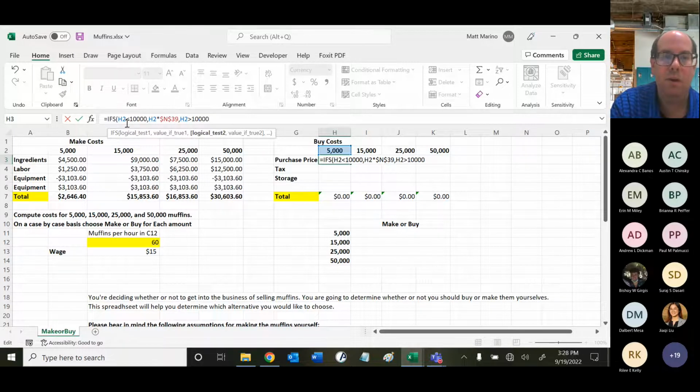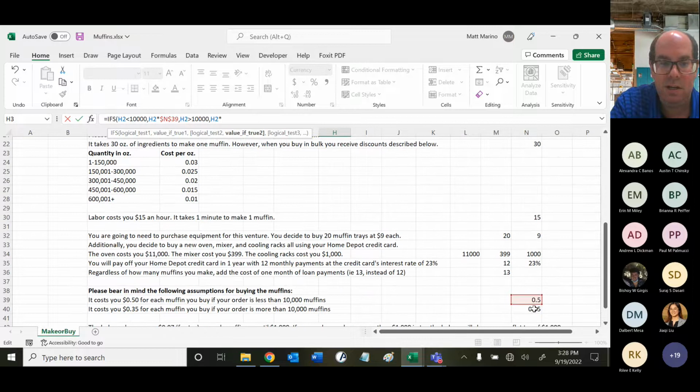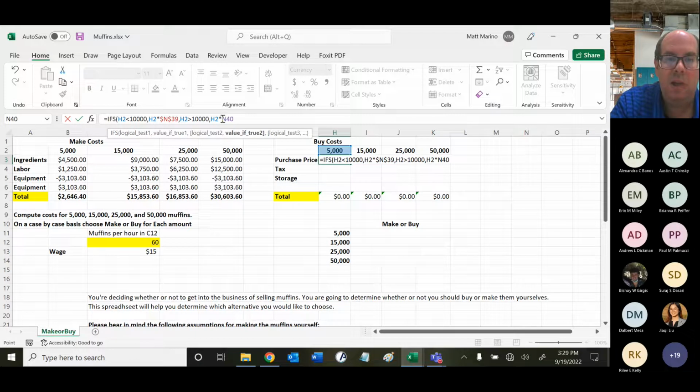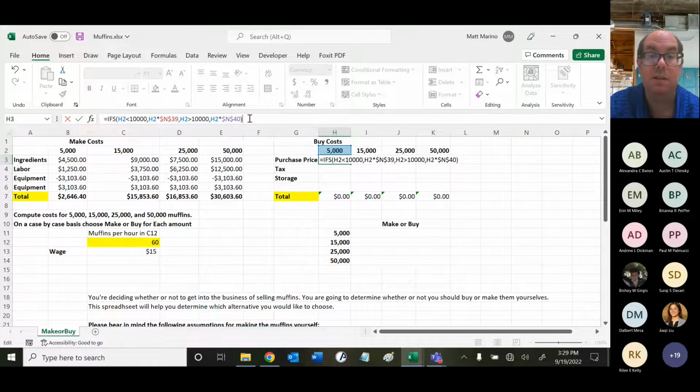We're checking to see what of our options exist. So we did H2 less than 10,000. We have to do the opposite. H2 greater than 10,000. And then comma, and if that's true, H2 is multiplied by the cheaper amount, which is down in cell N40. And we also make that an absolute, so when we autofill over, everything's fixed. And we close it with our closed parentheses.